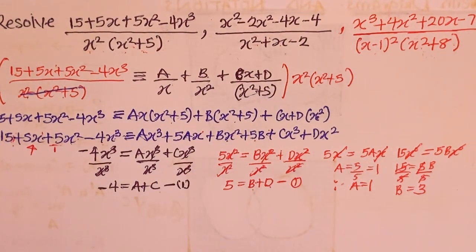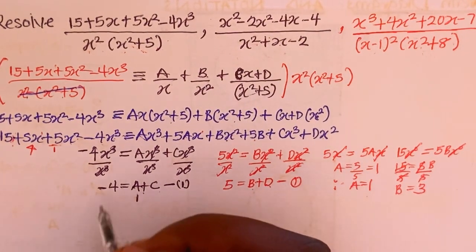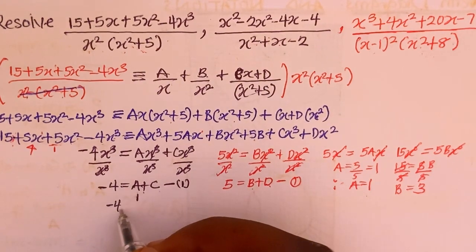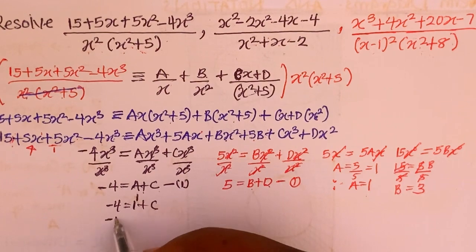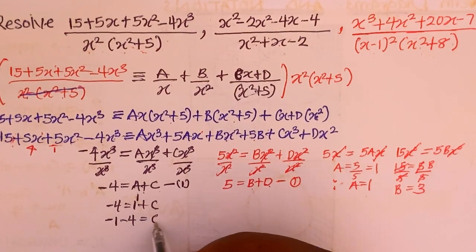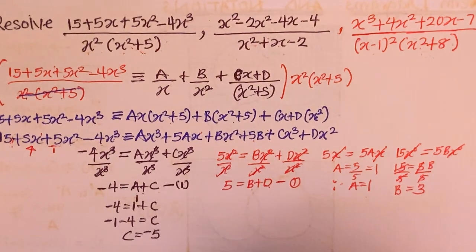Then what's going to happen? Now look at this. The first equation, my a is actually 1, so I can just put 1 here. Putting 1 here, I'm having minus 4 equals 1 plus c. Then bring this over, I'm having minus 1 minus 4 equals c. This is actually c equal to minus 5.